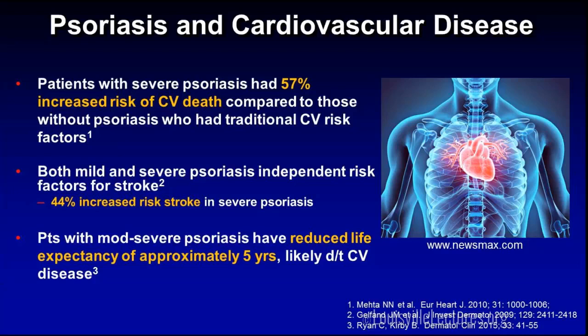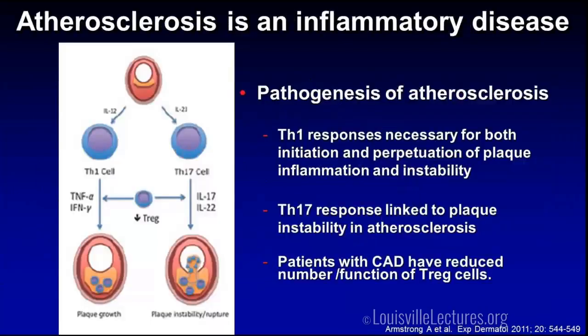Patients with not only severe psoriasis, but also mild psoriasis have an increased risk of stroke, with patients who have severe psoriasis having as high as a 44% increased risk of stroke, and patients with moderate to severe psoriasis having a reduced life expectancy of about 5 years, mainly due to that increased risk of cardiovascular disease.